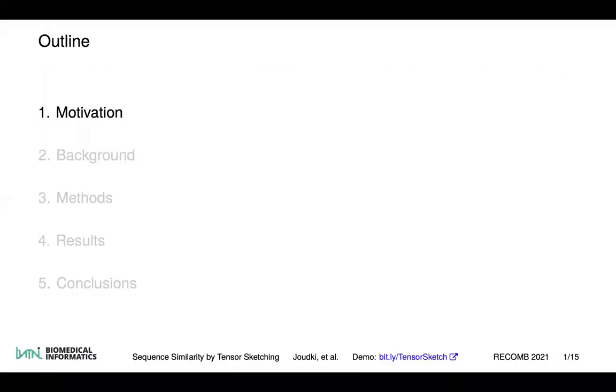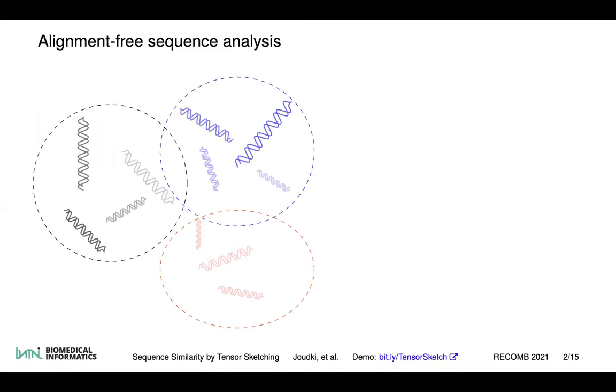Let us discuss the motivation for alignment-free approach to sequence analysis. First, a fundamental problem in bioinformatics is to identify similar sequences in a large pool of biological sequences. And this arises in metagenomics or phylogeny or assembly, and all of them, the challenge they have in common is the presence of biological variation or sequencing error.